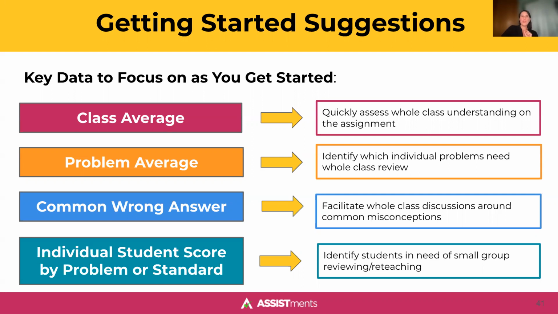I remember when I used to go over homework, I would say, who needs help on question 1? Who didn't understand question 2? And there was like crickets with my 8th graders. So this really gives you that power of data so you know how to spend your time at the beginning of class. Common wrong answers will help you to facilitate whole class discussions around common misconceptions. And lastly, the individual student score, either by problem or by standard, helps you to identify what students need a little small group reviewing or reteaching.